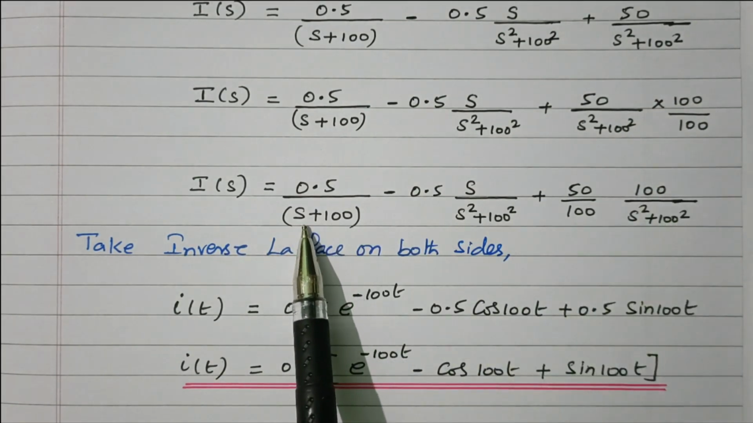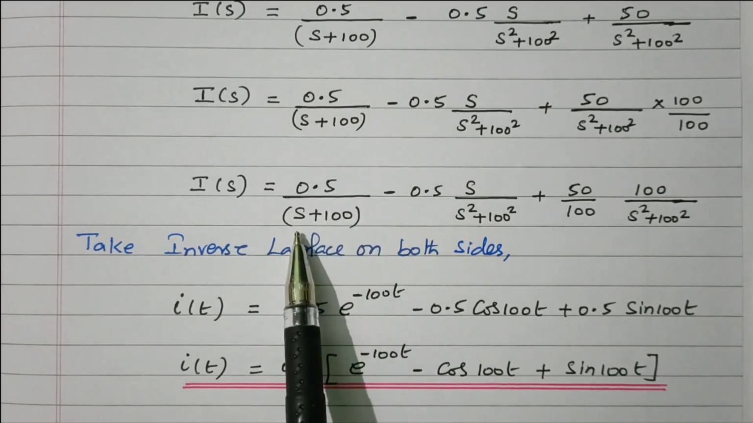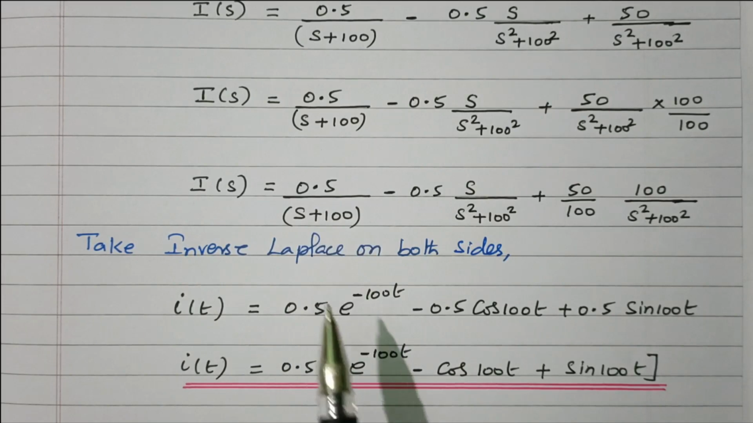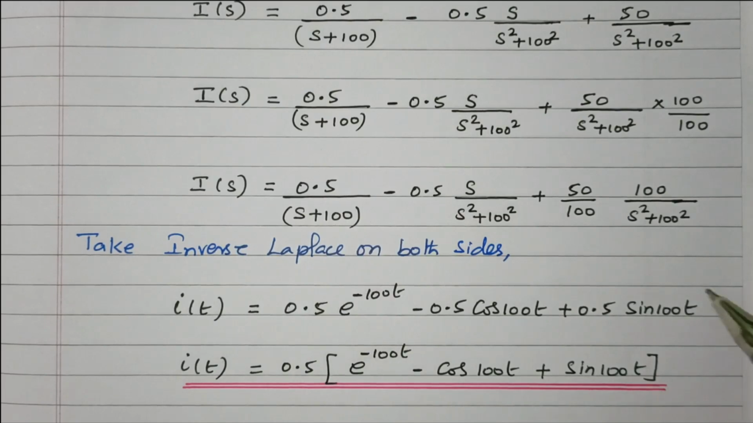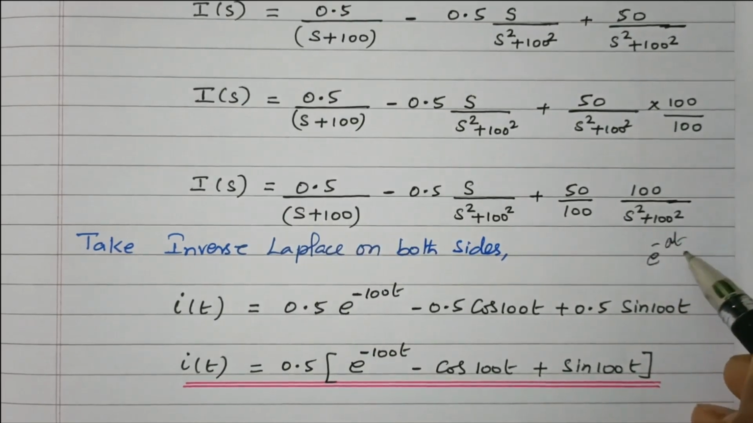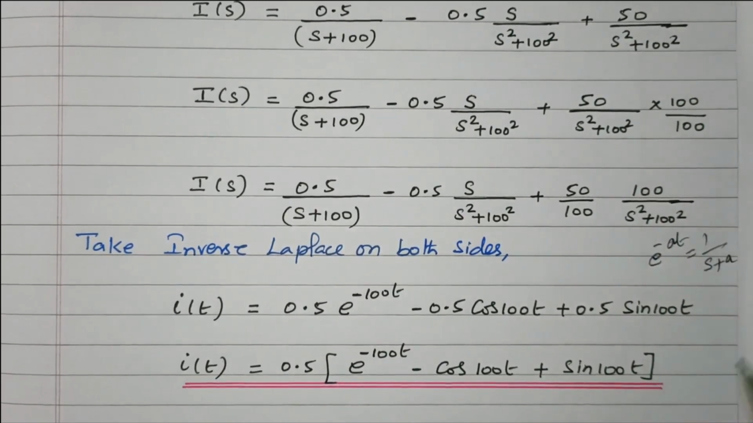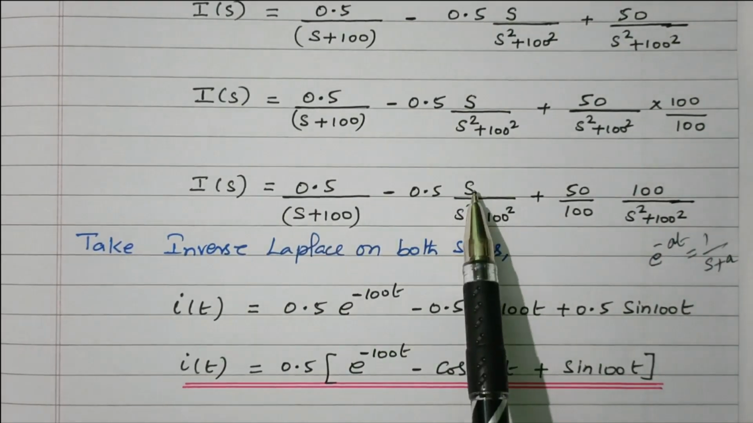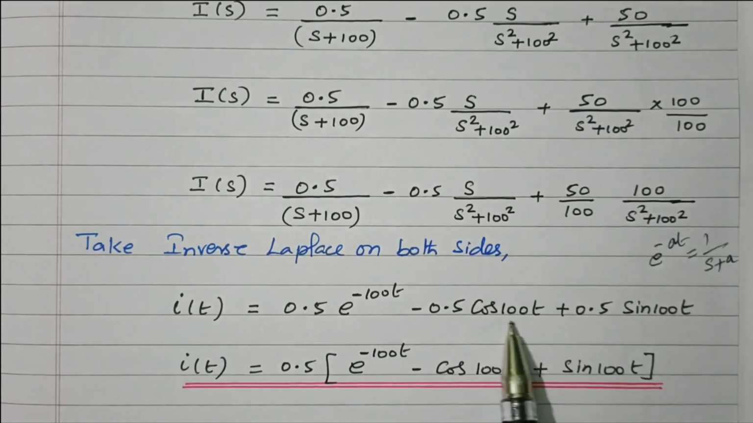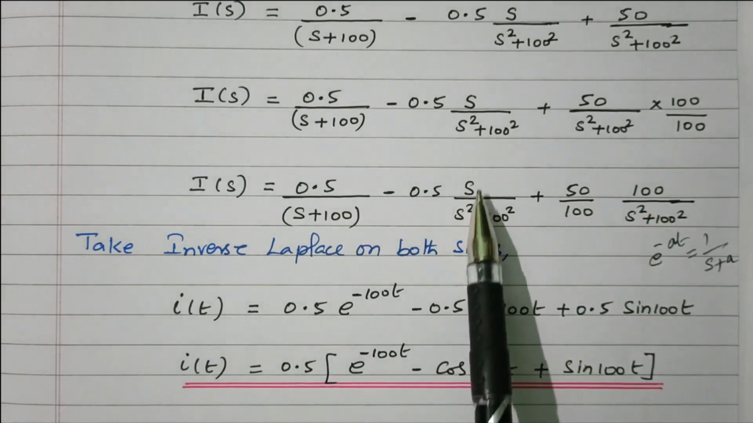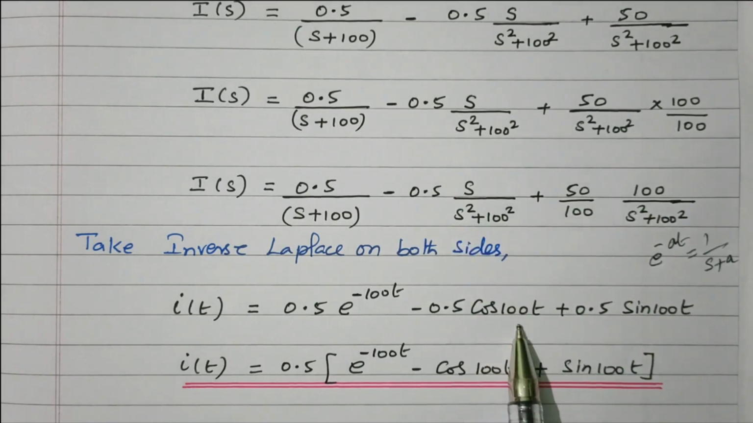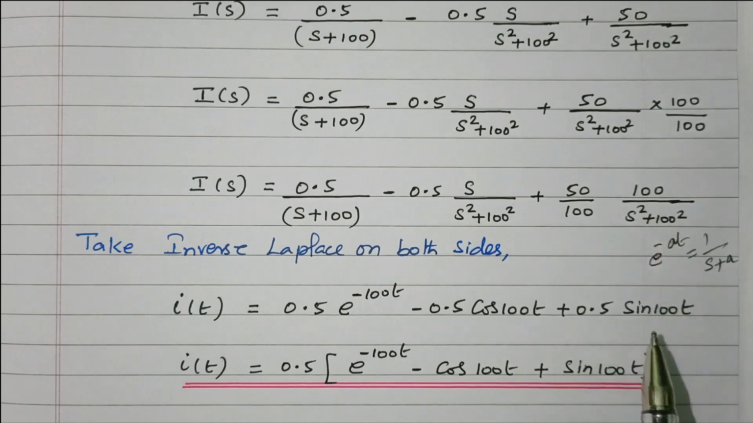So the inverse Laplace of this: 0.5 is constant. 1 divided by s plus a is nothing but e power minus at. Based on that, e power minus 100t. This a is 100. Right. So it is based on e power minus at equal to 1 divided by s plus a. A is 100. This s divided by s square plus 100 square is cos 100t. Here omega is 100. Similarly 100 divided by s square plus 100 square is sin 100t. These two are direct formulas. That is, s divided by s square plus omega square is cos omega t. Omega divided by s square plus omega square is sin omega t.